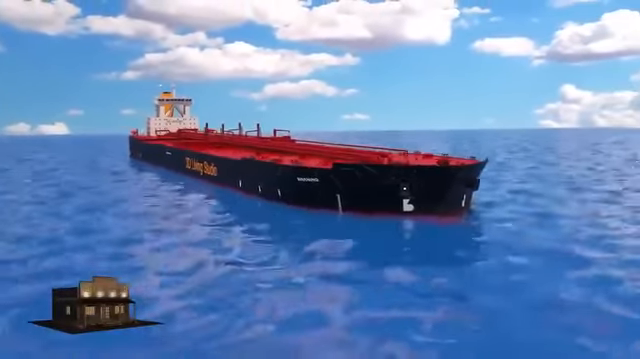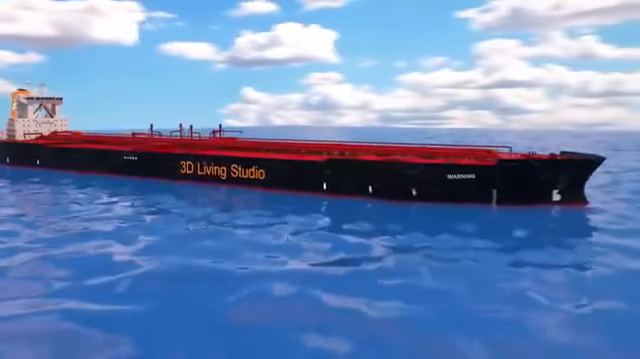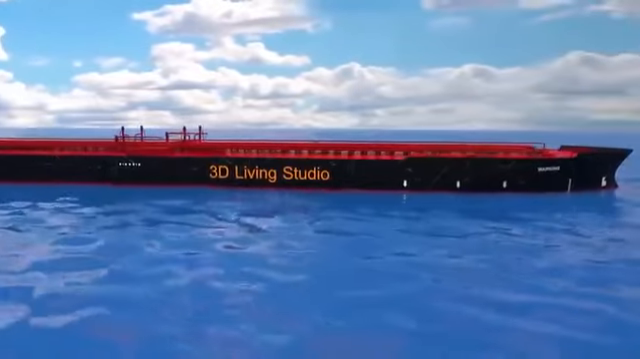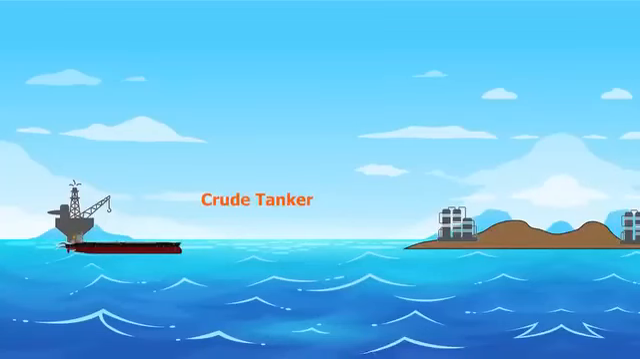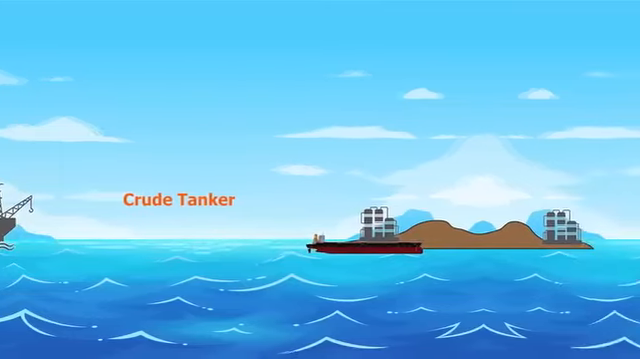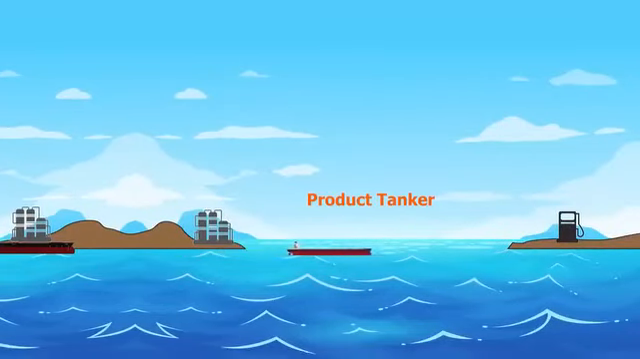A tanker is a ship designed for the bulk transport of oil or its products. There are two basic types of oil tankers: crude tankers and product tankers. Crude tankers move large quantities of unrefined crude oil from its point of extraction to refineries. Product tankers, generally much smaller, are designed to move refined products from refineries to points near consuming markets.